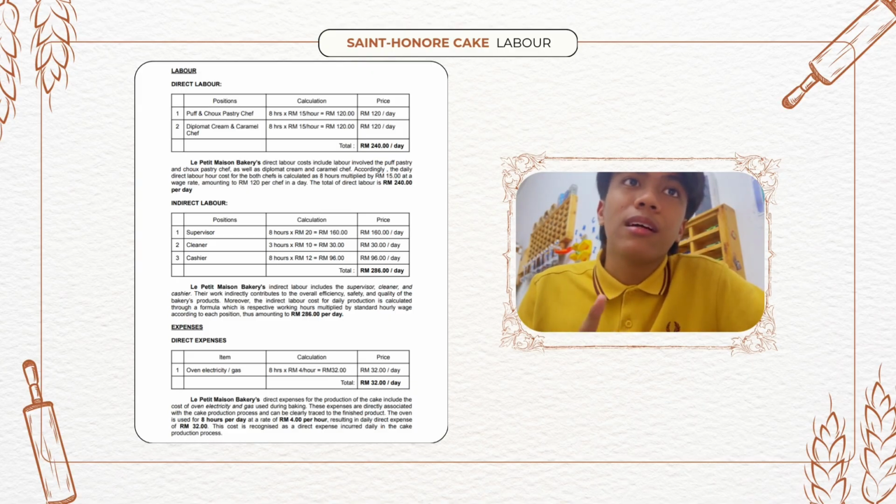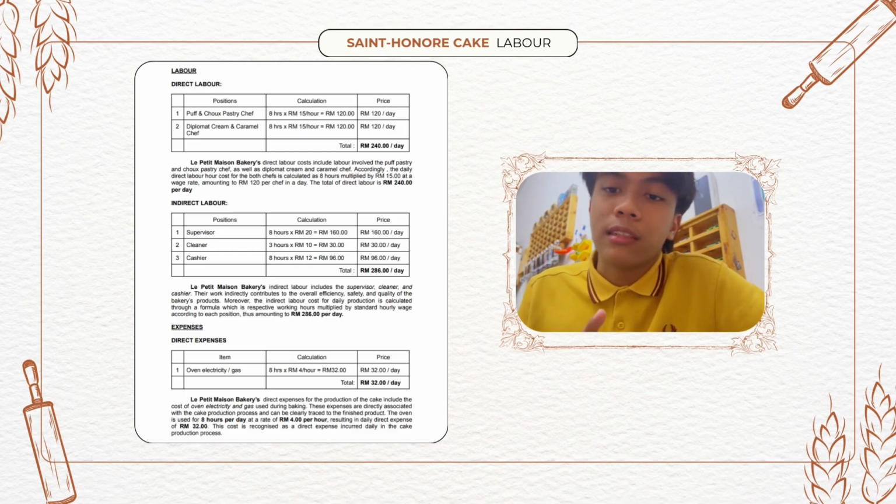For direct labor, Le Petit Maison Bakery's direct labor costs include labor involved with the puff pastry and choux pastry chef, as well as the diplomat cream and caramel chef. Accordingly, the direct labor cost for both shifts is calculated as 8 hours multiplied by the RM50 wage rate, amounting to RM100 per shift in a day. The total of direct labor is RM240 per day.